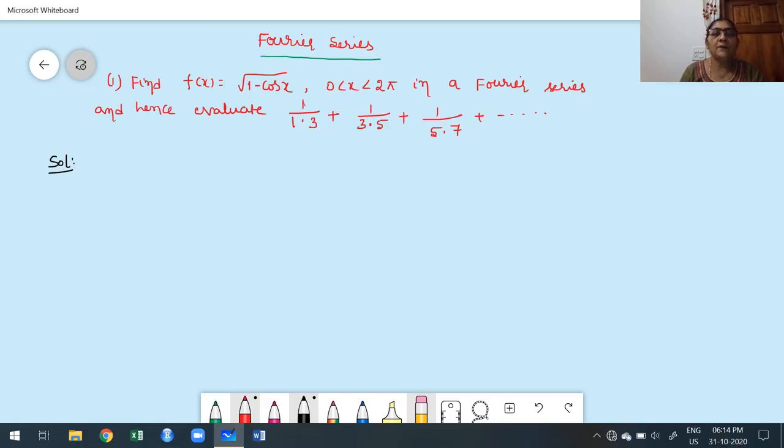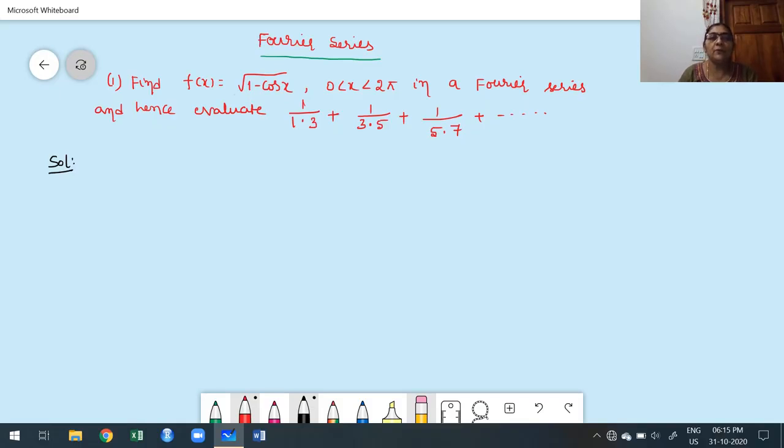Find f of x is equal to root of 1 minus cos x for x greater than 0 less than 2 pi in a Fourier series, and hence evaluate 1 by 1 into 3 plus 1 by 3 into 5 plus 1 by 5 into 7, etc. I want to evaluate this value. You know how to deduce from the Fourier series. Once you give a particular value of x, then automatically we get the required deduce part. Here instead of deduce, they are asking what's the value of this series.